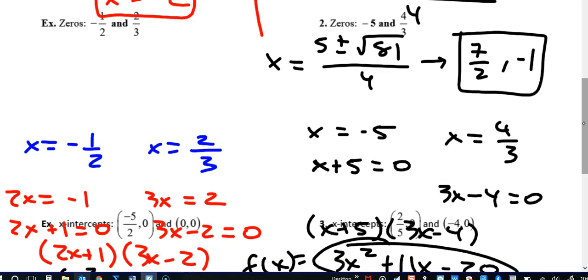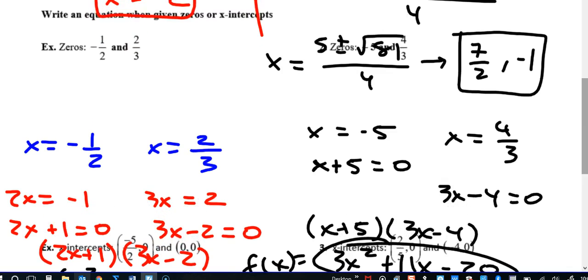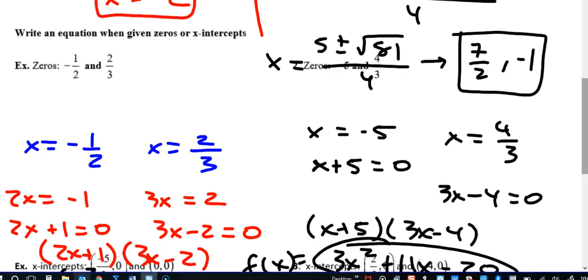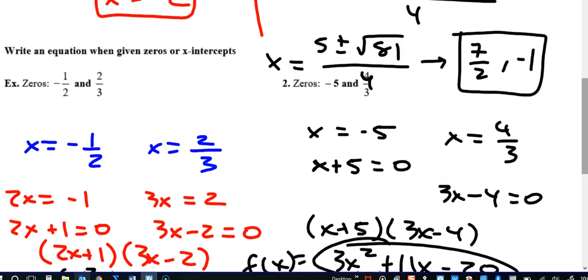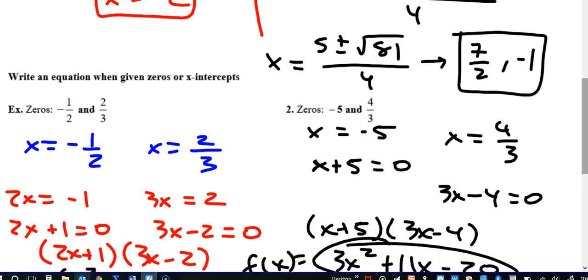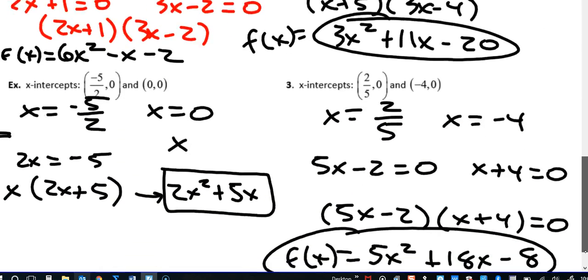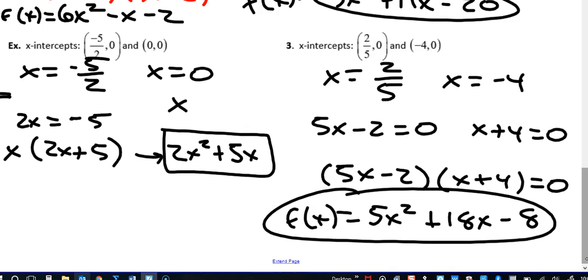All right, so for your first one, this got moved around a bit. Sorry about that. Okay, so you should get 3x squared plus 11x minus 20. Your factors are x plus 5 and 3x minus 4. For the next one, your factors are 5x minus 2 and x plus 4. Your equation should be 5x squared plus 18x minus 8.